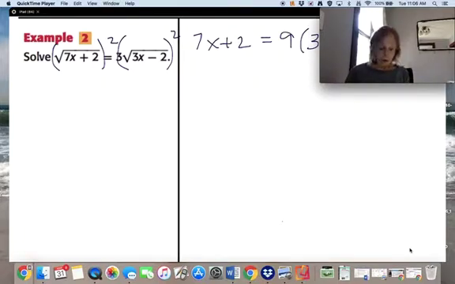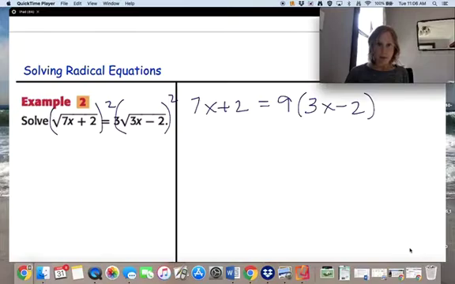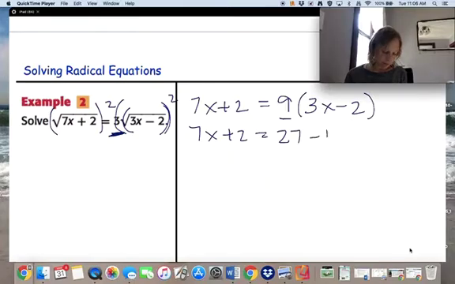So we've gone through kind of the two main places where you could make a mistake. First of all is forgetting to square the 3. Don't forget to square the 3. Secondly, put parentheses around where the radical is. Okay, we have to distribute that 9. So we'll have 7x plus 2 is equal to 27x minus 18. And then we'll just solve it from there like we know how to do from Algebra 1.